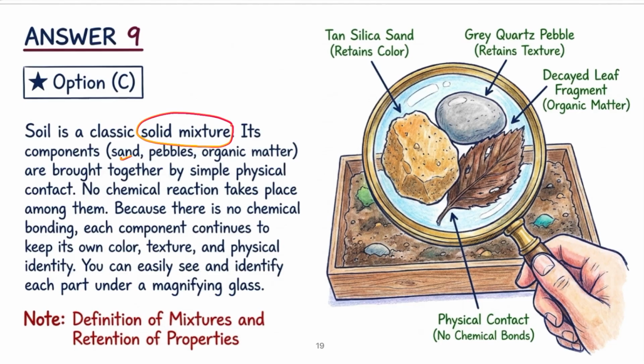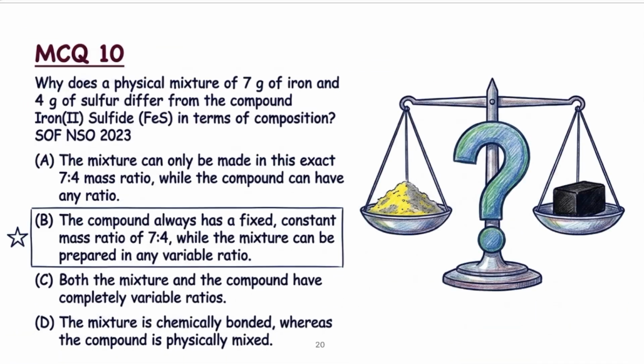So soil is what? A solid mixture first. This is one of these short answer questions. It has these components: sand, pebbles, organic matter. Once they mix together, there is no chemical bond formed between the leaf, the sand or the organic matter. That's why there is a retention of properties, and that's why we can consider soil a mixture, not a compound.